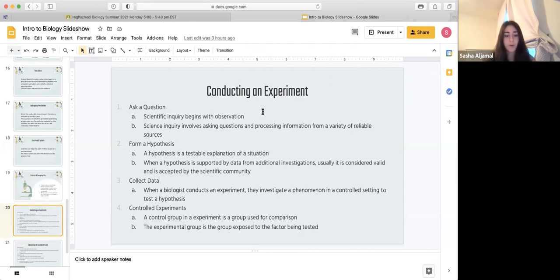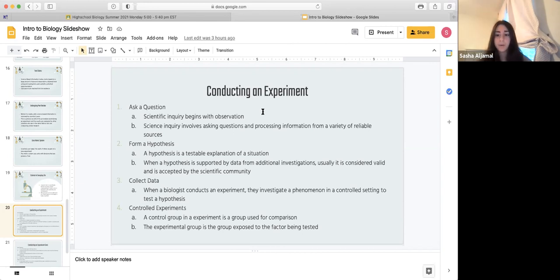When a biologist conducts an experiment, they investigate a phenomenon in a controlled setting to test the hypothesis. This will be important for the homework: controlled experiments. A control group in an experiment is a group used for comparison. And the experimental group is the group exposed to the factor being tested.